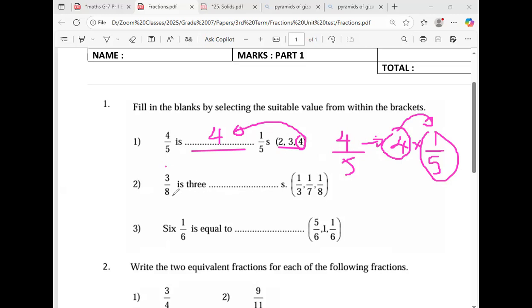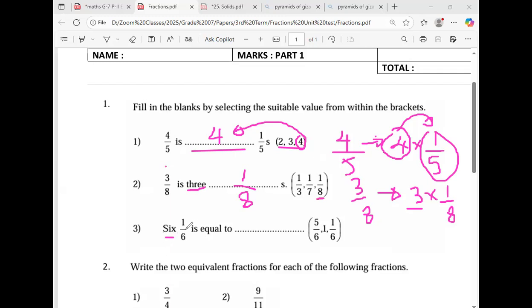So likewise, you can do the same here. 3 upon 8. How can you write this fraction 3 upon 8 in a different way, using the previous way? 3 into 1 upon 8. 3 times 1 is 3, 3 times 1 is 3, 4 times 1 is 4, and the denominator below remains the same. So you can write 3 1/8. This is the answer you have to write.